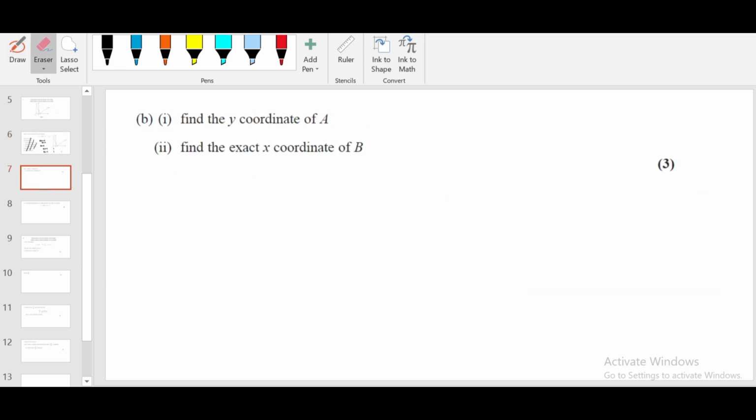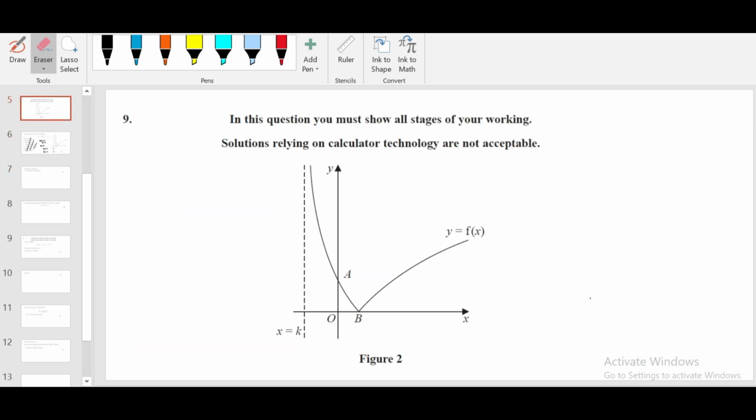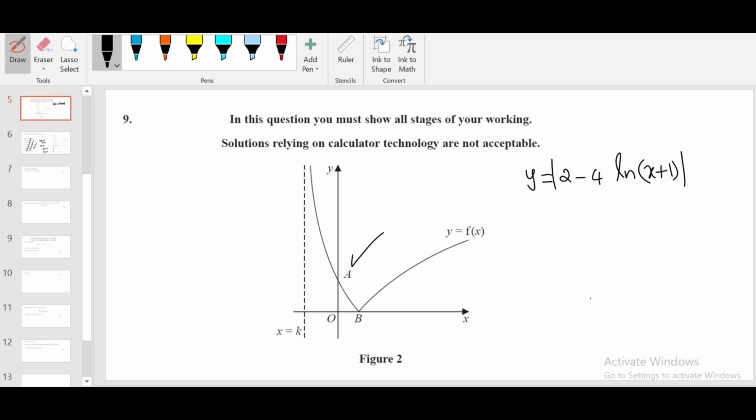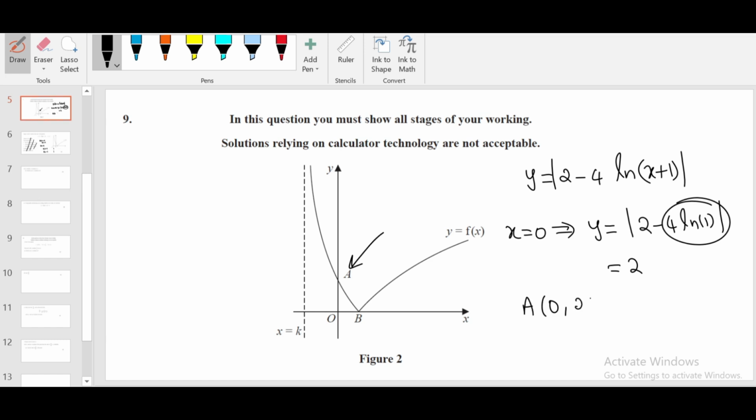Part B, find the y coordinate of A and the x coordinate of B. Basically they want you to find the x-intercept and y-intercept of this function. We have a function y is equal to 2 minus modulus of 2 minus 4 ln(x plus 1). To find the y-intercept, we replace x by 0. So when you replace x by 0, y is equal to 2 minus modulus of 2 minus 4 ln 1. And we know the natural logarithm of 1 is 0. So this whole thing becomes 0. Modulus of 2 is 2. So the y coordinate of A, or you can just write (0, 2).